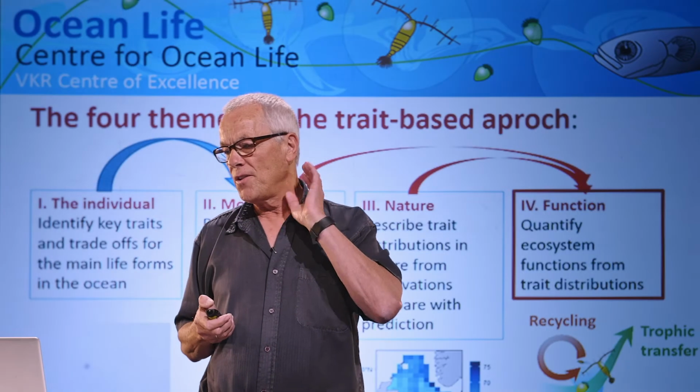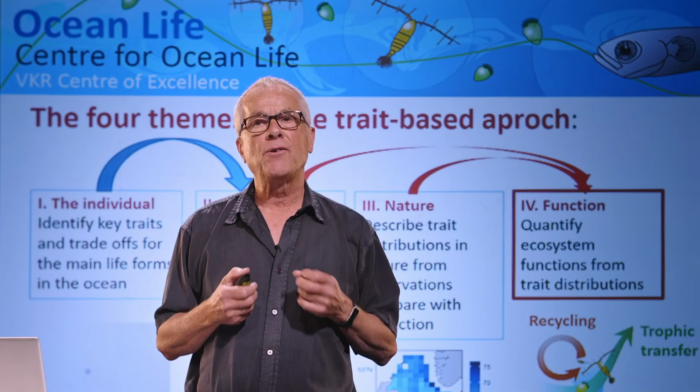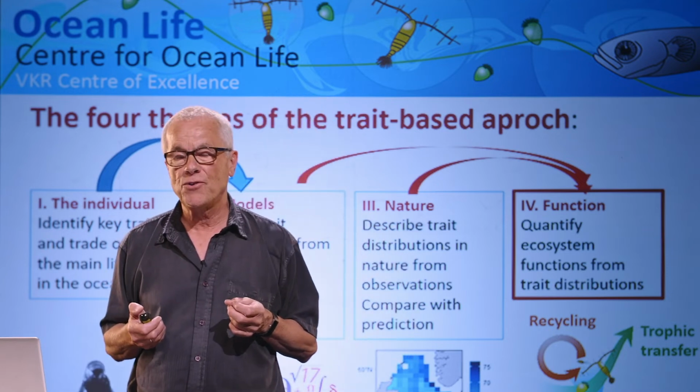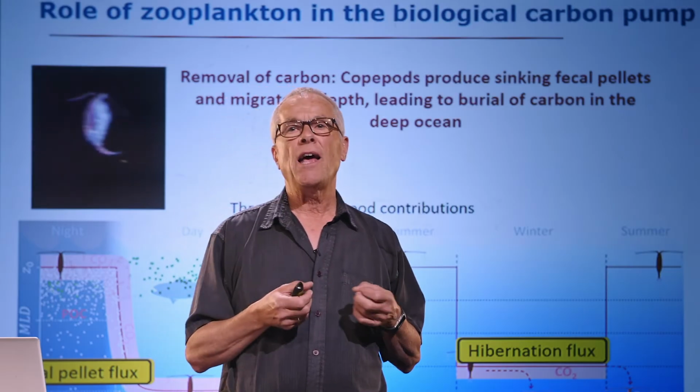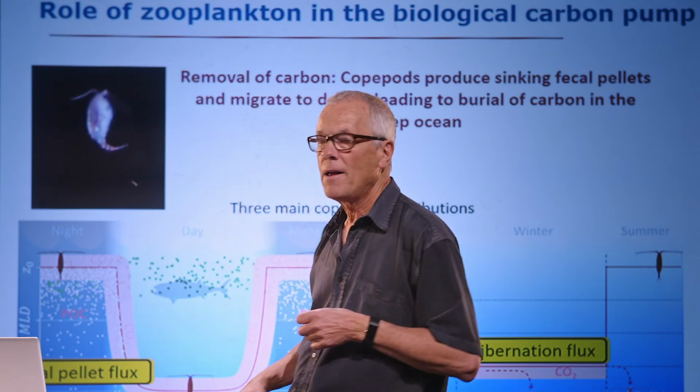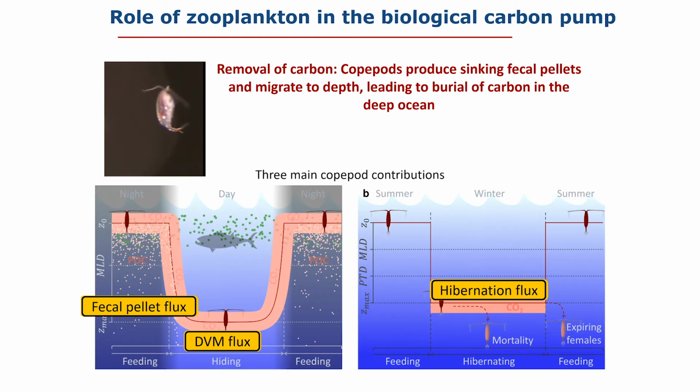So both of these traits allow us to say something about ecosystem function, the final pillar of the trait-based approach. The ecosystem function that we will focus on here is the role of the zooplankton in removing carbon dioxide from the atmosphere. Zooplankton remove carbon dioxide from the atmosphere in two ways. First, they feed on phytoplankton that has assimilated carbon dioxide, and part of what they eat is expelled as fecal pellets. As you can see here, this little zooplankton produces fecal pellets that sink rapidly to the ocean interior. That way, on a long time scale, carbon dioxide is removed from the atmosphere.